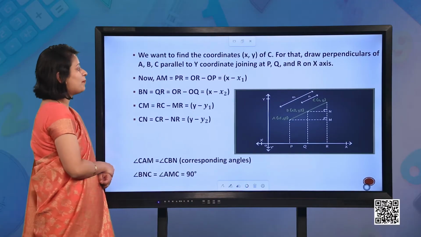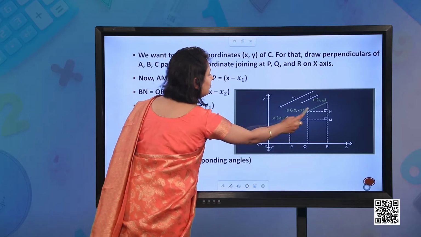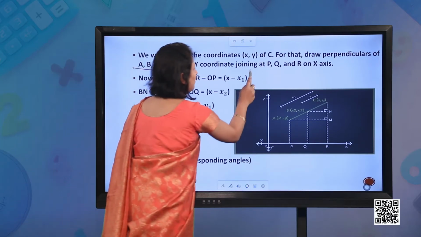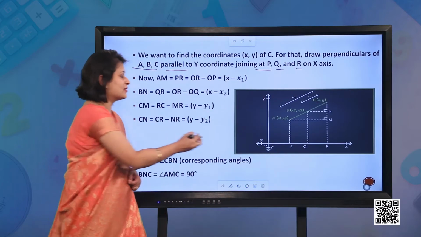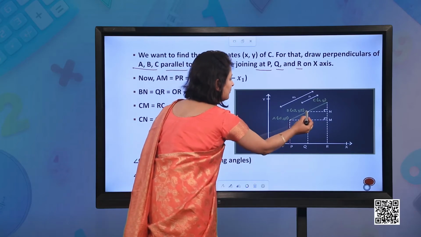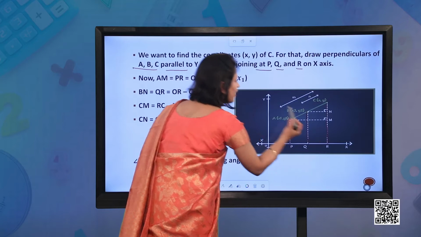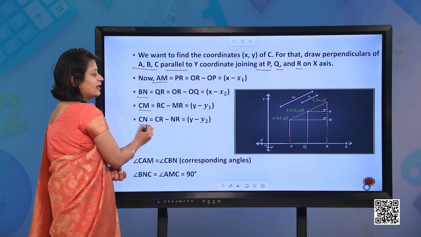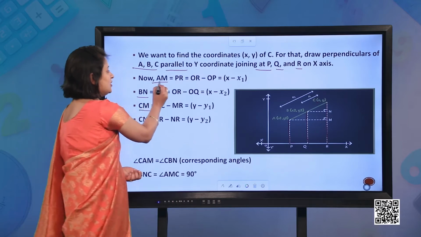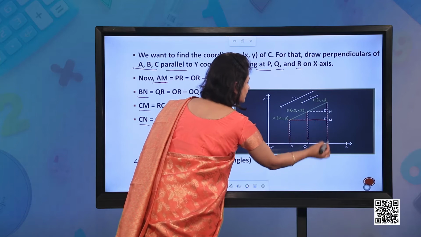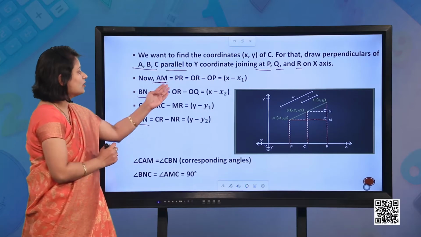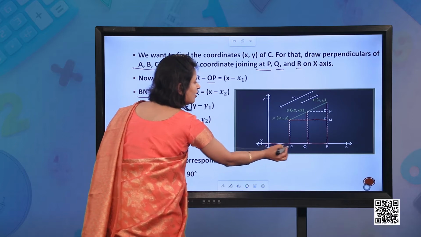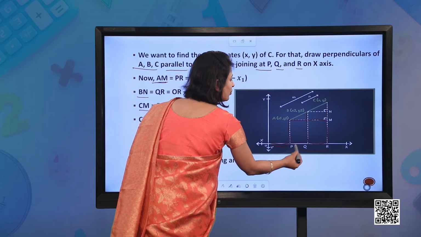For that, we have to draw perpendiculars from A, B and C, parallel to the y-axis, meeting the x-axis at P, Q and R. As you can see, AP, BQ and CR. Now we have to calculate the values of AM, BN, CM and CN. How will you calculate it? See AM. This is parallel to PR, so the value will be OR minus OP, which will give you the value of AM, or you can say PR.